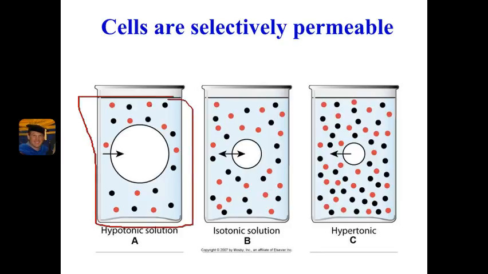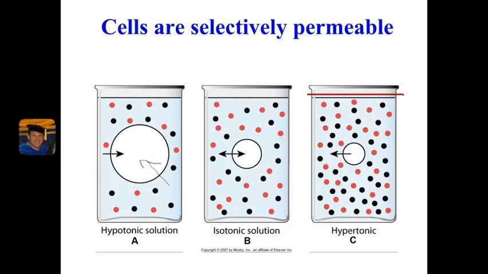Over here we have a hypotonic solution. There's not as many dots outside the cell as there are inside the cell. What that means is that water from outside the cell, where there's a higher concentration of water, is going to want to move inside the cell, and that's going to make the cell grow larger. If the cell grows too large, it will actually break open, and we call that lysis.